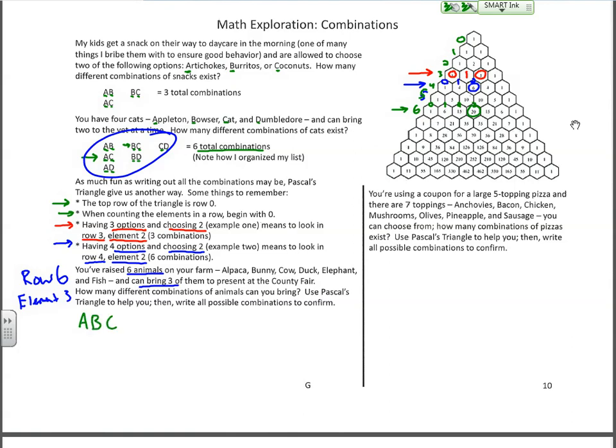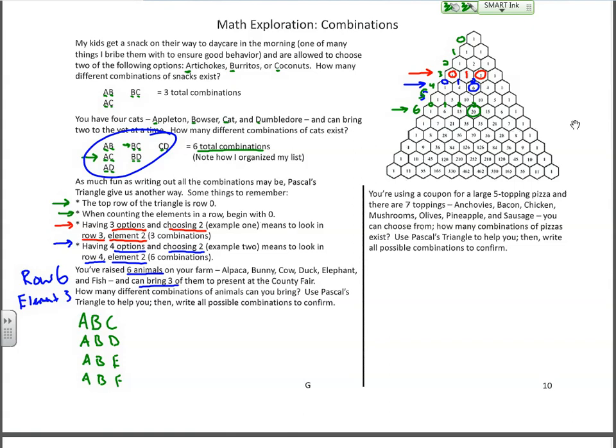ABC is a combination. Let's keep A and B the same and now include D. Let's keep A and B the same and now include E. Let's keep A and B the same and now include F. Those are all the different combinations that can start with AB. ABC, ABD, ABE, ABF.